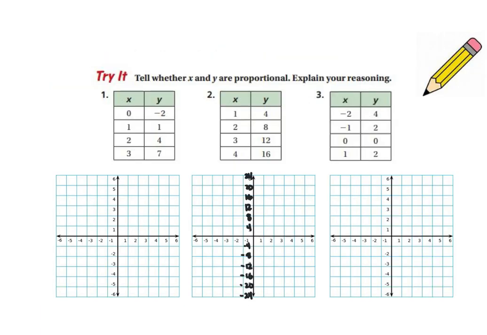Now you try it. Tell whether x and y are proportional and explain your reasoning. Start by graphing each of these tables on the graph below. Then when you're ready, push play and I'll give you the explanation for why it's proportional or not, as well as whether each of these functions is linear or not.